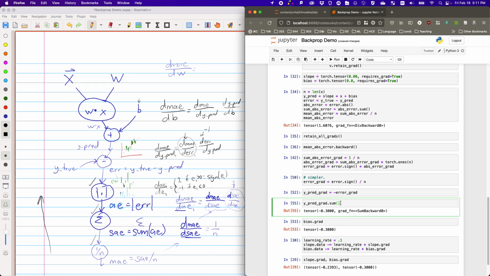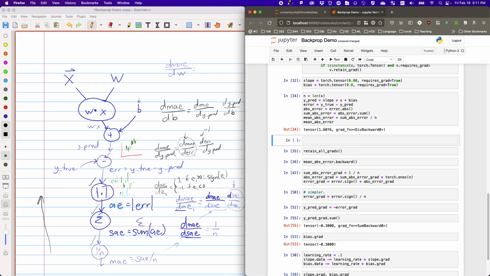So we have our grad sum here, which matches our bias grad. So we've been able to figure out how we can write this whole thing without even having to use PyTorch machinery at all. So let's just demonstrate that we can win at this. So compute it all here. So we see our error grad is our error sign over n, because we were able to look at the over n from there.